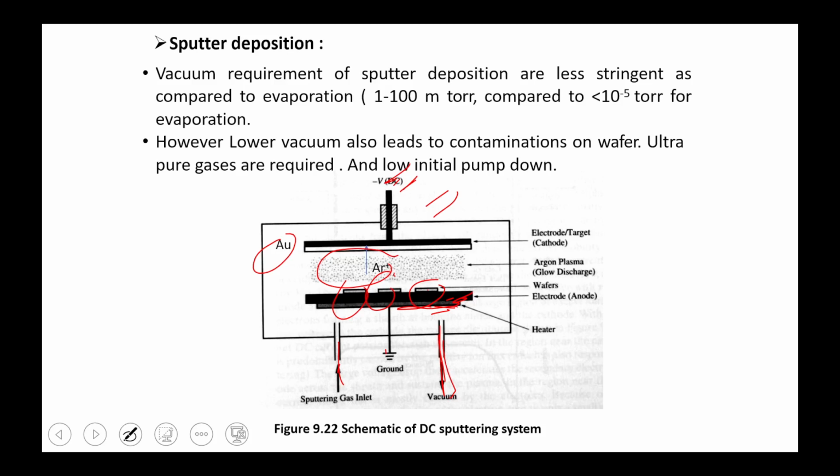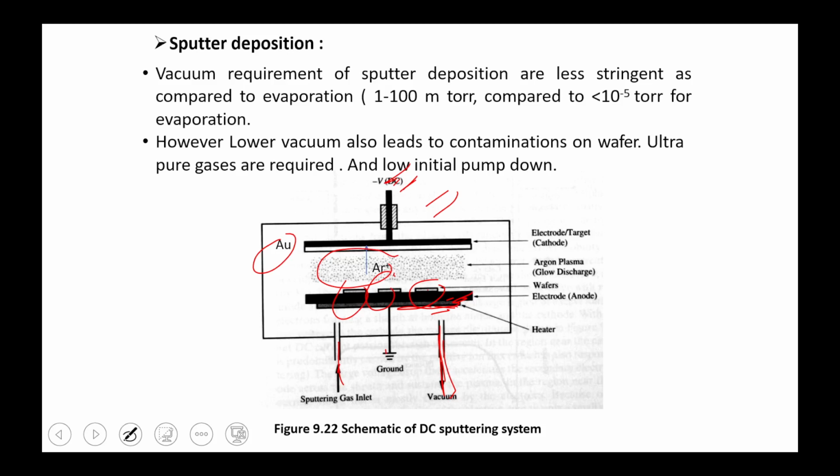Oxygen plasma is also pink in color. It depends upon the gas you use to create the plasma environment. Argon, nitrogen, oxygen, or helium can be used.